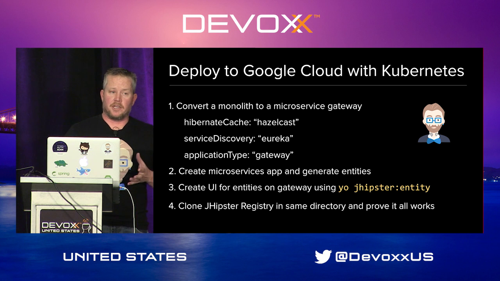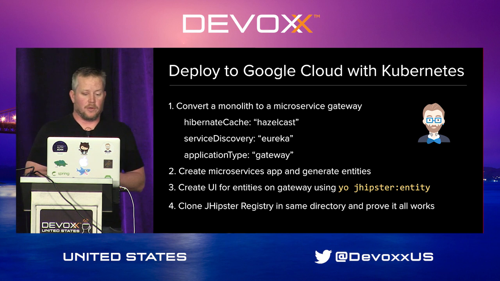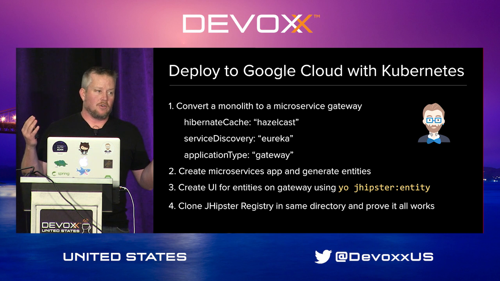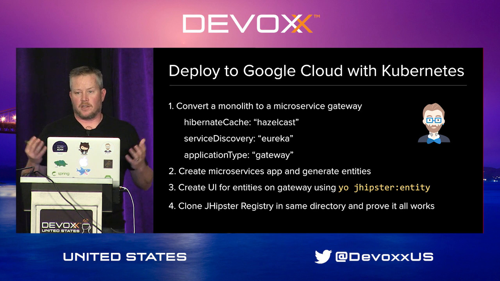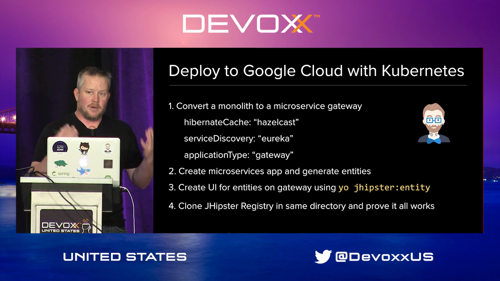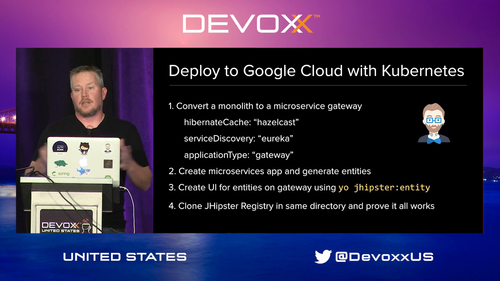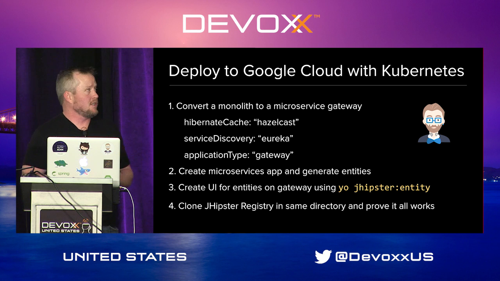So before I go into the demo with Docker, I wanted to show you how to deploy it to Google Cloud with Kubernetes. So you can actually take a monolith. The recommendation generally is that you don't start with microservices right out of the gate. You want to start with a monolith, and then once you have too many people working on that monolith, you start splitting it up. So JHipster does support that.